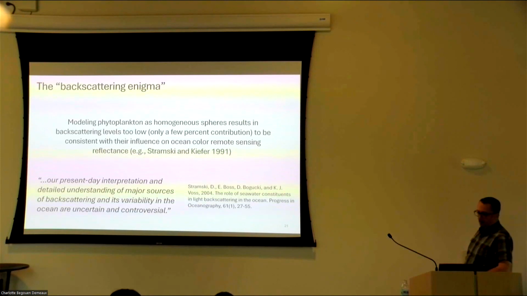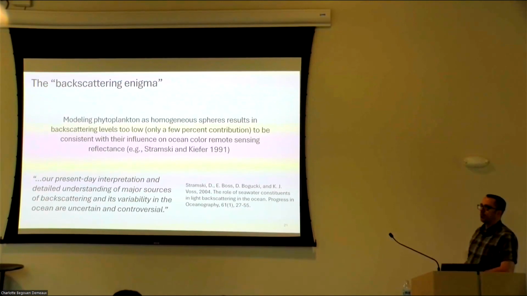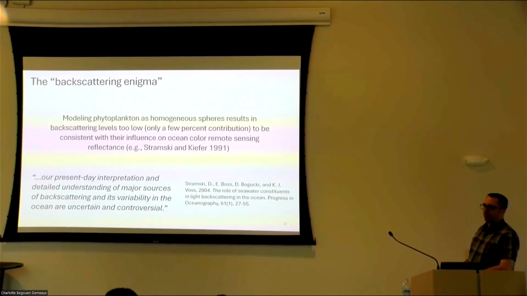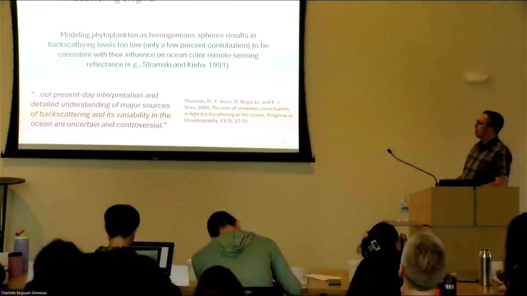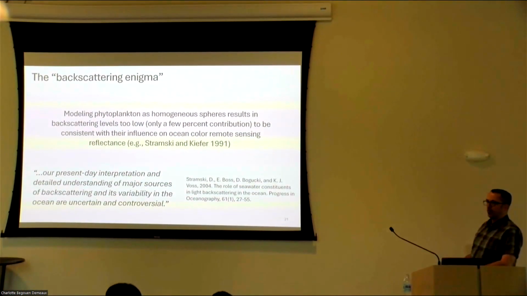All right, a couple of quick notes on the backscattering enigma. We talked a little bit about Mie modeling, and people have, for the last few decades, tried to figure out how we model particles in the ocean. How do we explain the amount of phytoplankton that's in the ocean compared to what we see from an ocean color instrument?